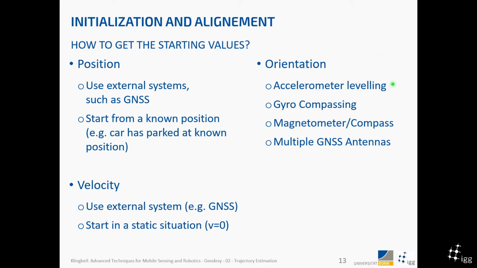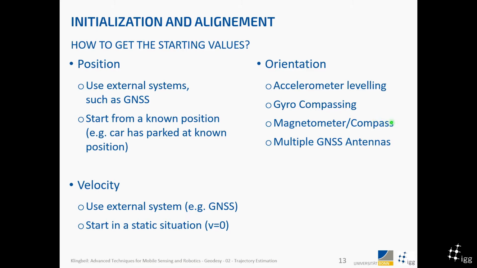For the orientation, starting values can come from accelerometer leveling. That is basically using an accelerometer as an inclinometer, and if you do not move while you measure, it gives you the angles between the gravity and your sensor. Or you use gyro compassing, which measures the rotational rate, and based on the fact that you know roughly where you are on Earth, it gives you the direction with respect to north. The other option to get direction with respect to north is magnetometers.